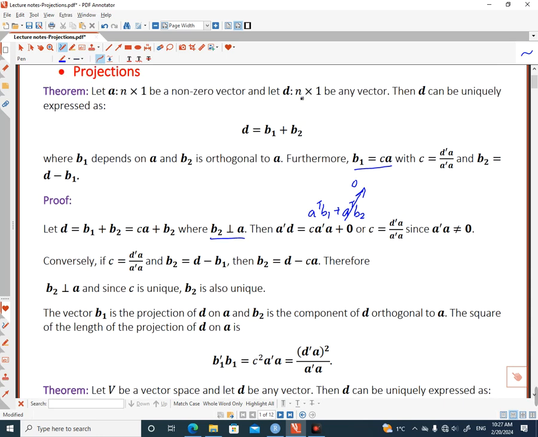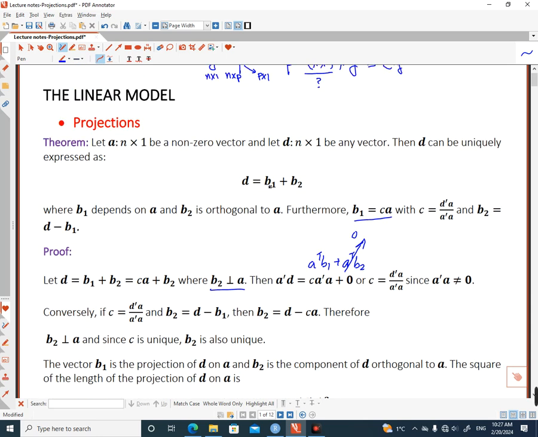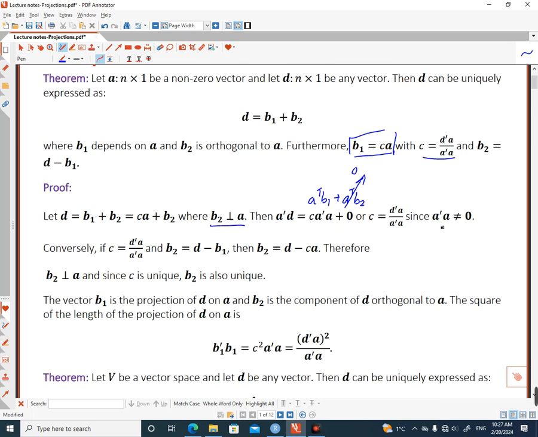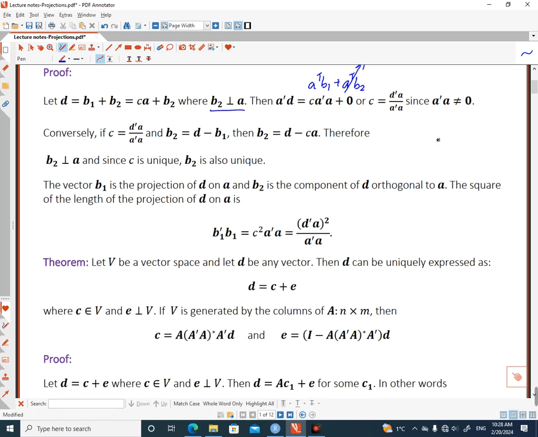Okay, once again, remember, if D is constructed by B1 plus B2, then the coefficient in B1 = CA is given by D prime A divided by A prime A. If this is the coefficient, we call it the projection of D onto A. So I will use it repeatedly in my explanations.